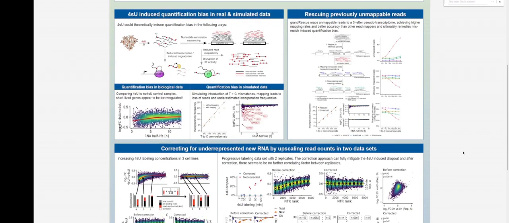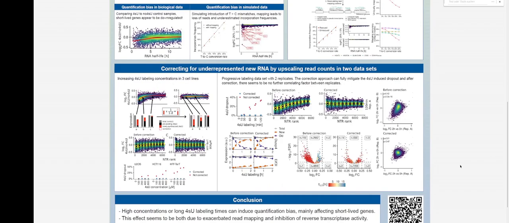Now, comparing our simulated data and biological data, we could see that the effects in real data sets are more drastic, leading us to believe that next to the mappability problem, 4SU also induces quantification bias on a metabolic or technical side. And since this effect is always well correlated with the RNA half-lives, we decided to upscale underrepresented new RNA reads by the correlation factor. And we can see this here as an example. This is what it should be after the correction process.